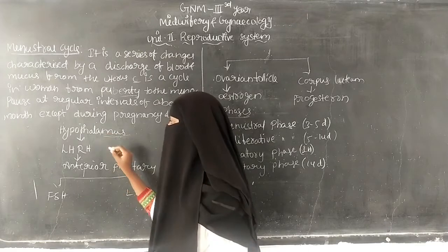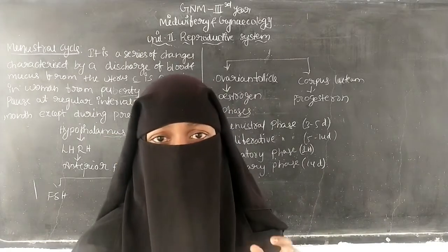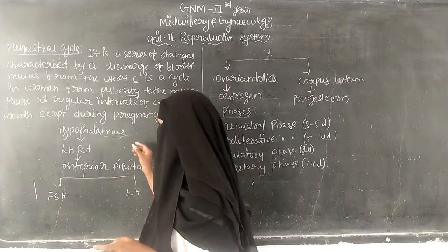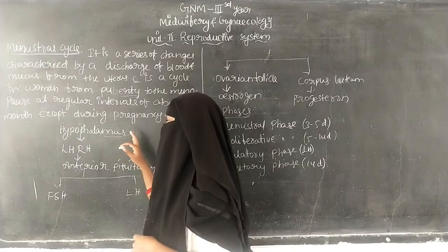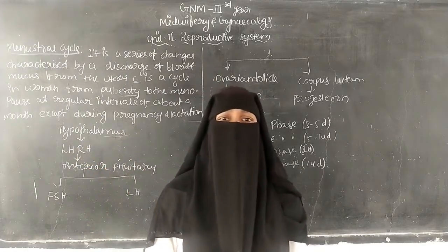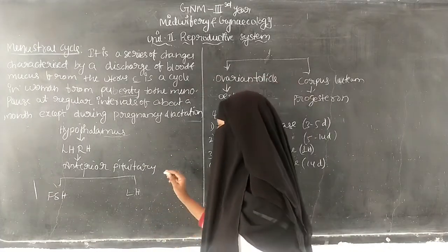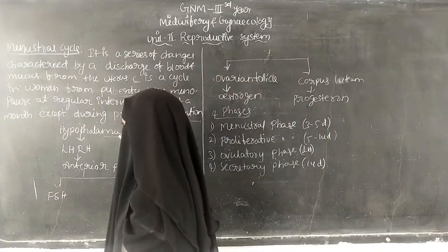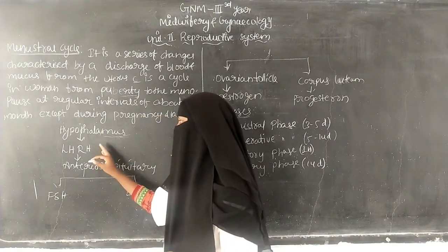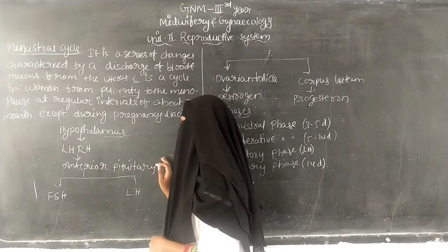So there is a hypothalamus. The hypothalamus is a part of the brain. From the hypothalamus, the luteinizing hormone releasing hormone is secreted. So the hypothalamus secretes the luteinizing hormone releasing hormone, and it stimulates the anterior pituitary.